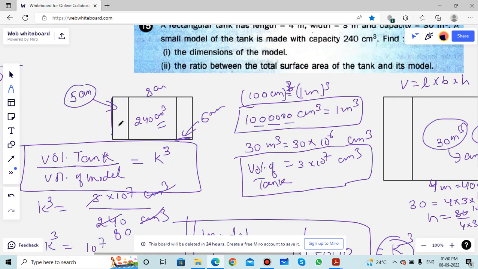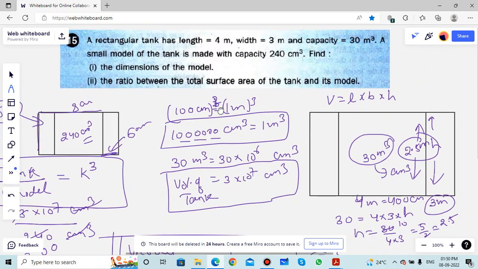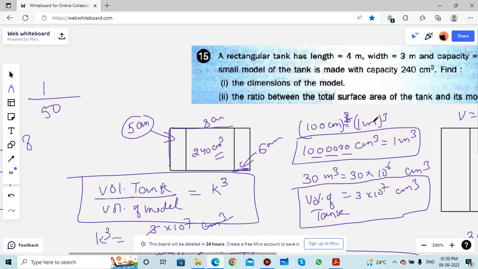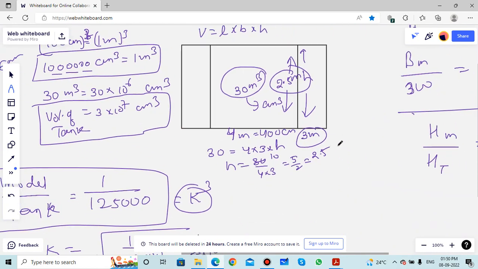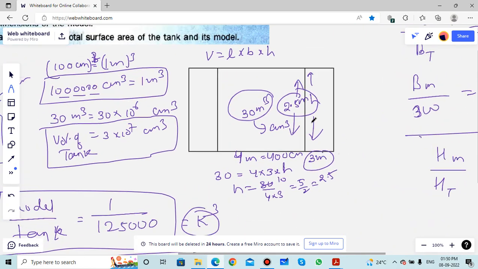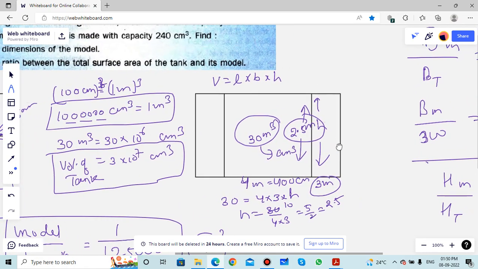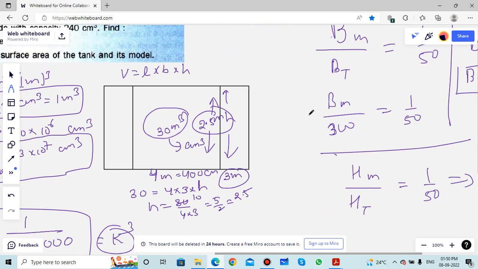Okay, so we have got the height, the breadth and the length also. Volume is already found out here. It was already given, so we found out the other one. Now they're asking for the ratio of the total surface area of the tank and its model. We have the dimensions of all the sides of the model and of the cuboid tank here, so we can find the surface area of the first one and use the K factor again.